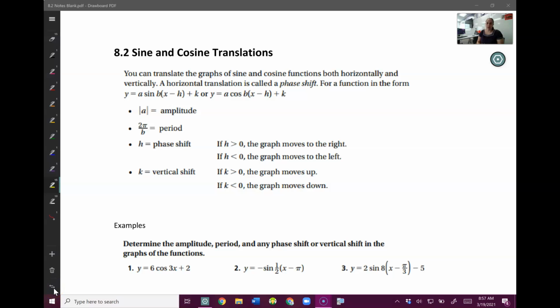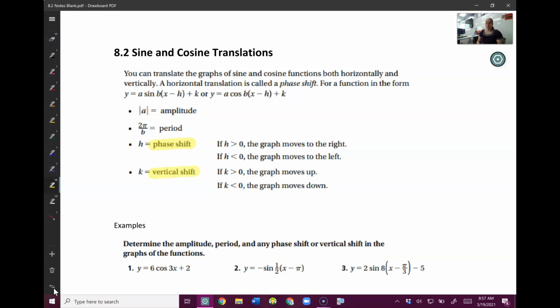Welcome to lesson 8.2. In this lesson, we're going to talk about the last two kinds of transformations to our sine and cosine wave. So we have two new vocabulary words: phase shift and vertical shift.